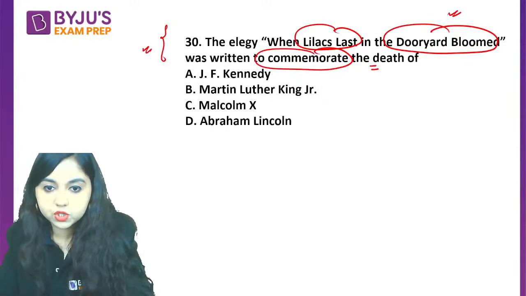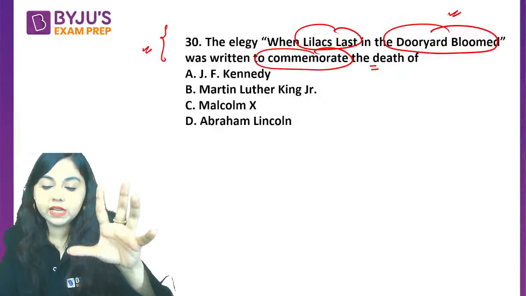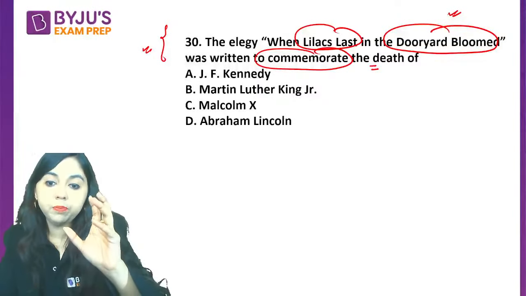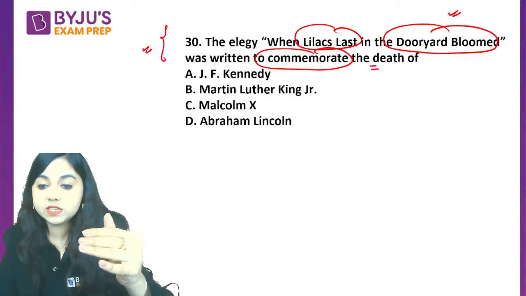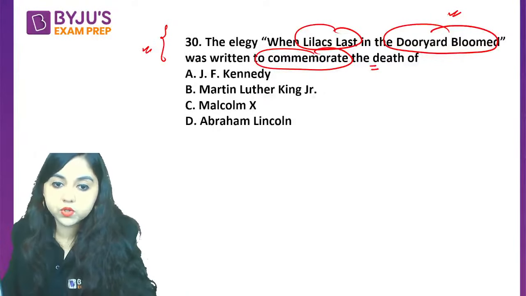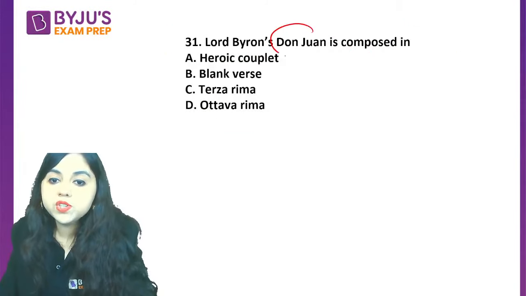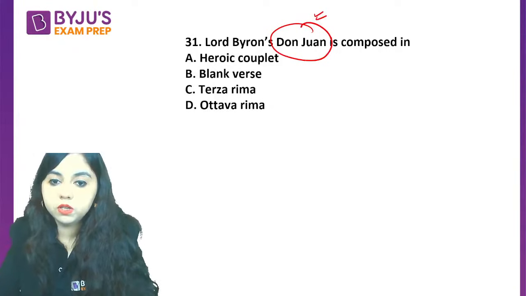Yes, Shalini, it was introduced by James the First. That's right. When Lilacs Last in the Dooryard Bloom'd is a pastoral elegy written by Walt Whitman because Abraham Lincoln was assassinated on April 14th. So that is the reason he wrote this entire work. So Abraham Lincoln is the right answer here, the death of Abraham Lincoln.